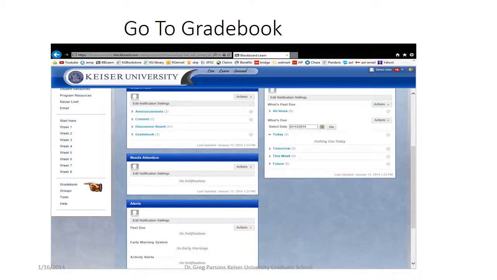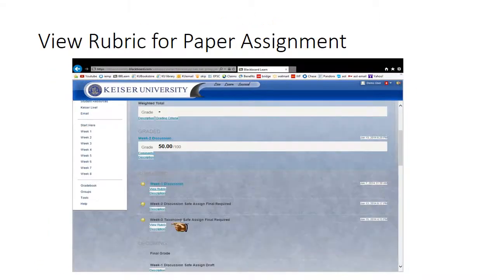Start off by going to the grade book. We're going to be looking at a demonstration student, so your grade book and your screen should look pretty much like what I'm showing you here. Once you've gotten into the grade book, of course, then you're looking for the assignment that you're interested in reviewing, and once you find it, then you push the View Rubric.